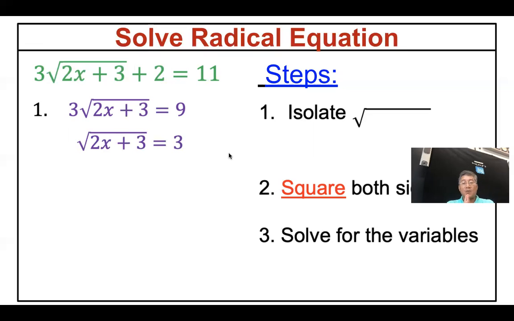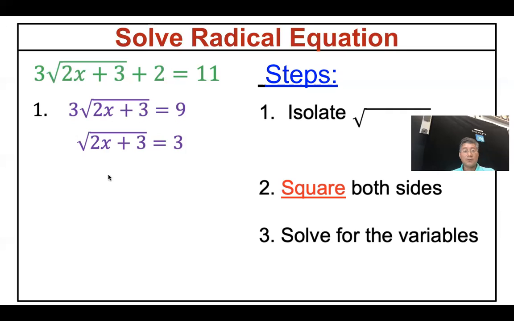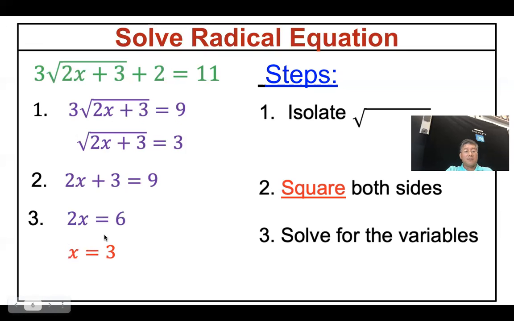And then we learned how to remove the square root, right? To remove the square root, you square both sides. So the second step is you square both sides. Then what do you get? 2x plus 3 is equal to 3 squared, which is 9. And solve for the variable again. Do I need to explain that? No, right? You subtract 3 and divide by 2, x equals 3.